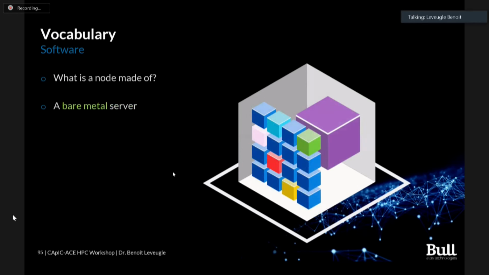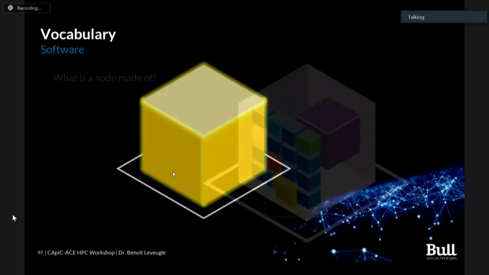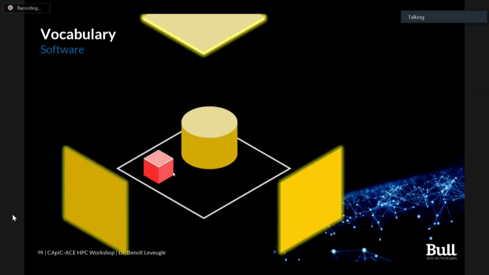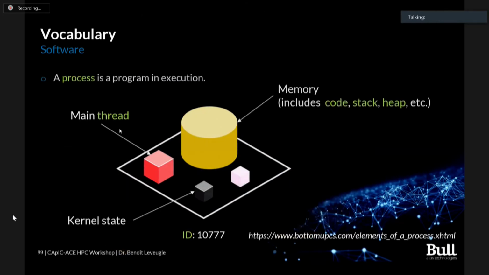So this is a system. Now let's focus on a service, on a process. So what is a process made of? You have the process executing. You have the main thread. We call it the main thread. This is really the core of the process.